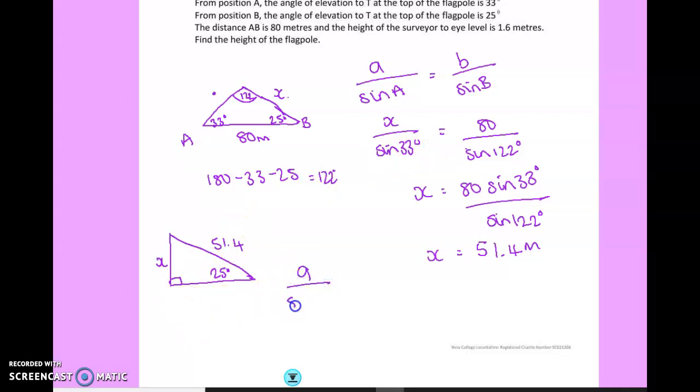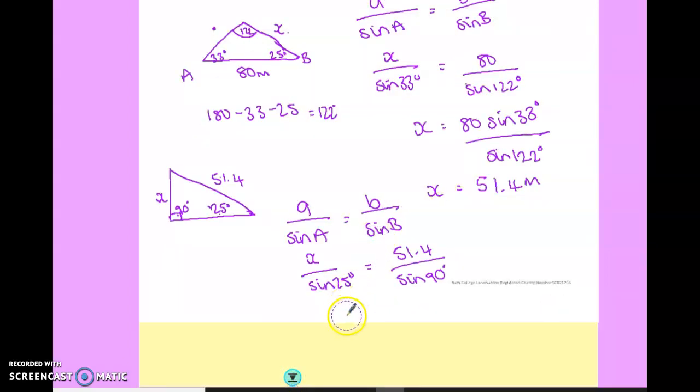So A over sine A is equal to B over sine B. Remember, right angle, 90 degrees. So these two match up, these two match up. Perfect. So I get x over sine 25 is 51.4 over sine 90. Now, sine 90 is just 1. So essentially it disappears.